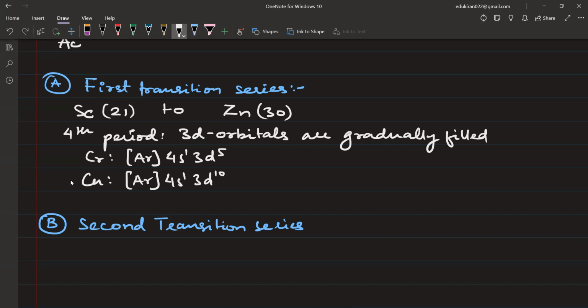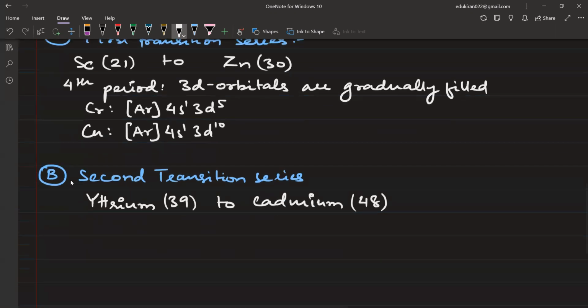Then write the B, second transition series. It starts with yttrium. Its atomic number is 39, to cadmium, whose atomic number is 48. And it is in the fifth period. And in the fifth period, the 4d orbitals are filled.